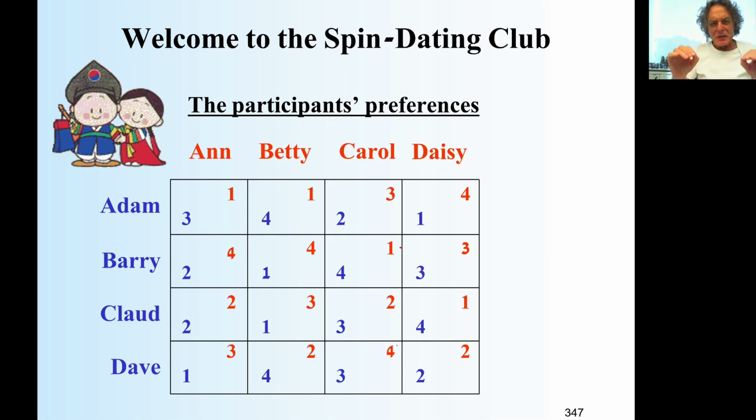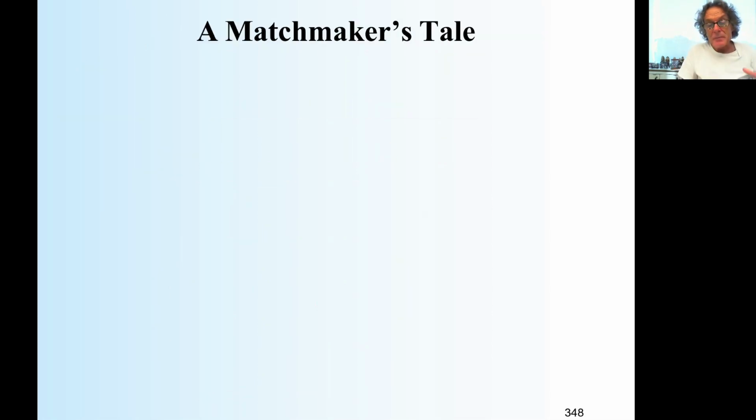I'll repeat it several times, but that's the idea. Okay, so before we try to solve, let's have some matchmaker's tale. By the way, it's a two-sided market. Boys are different from the girls, and we have to match boy to girl. Later on, we'll talk about what happens if you may have gays, and we can rank all of them.